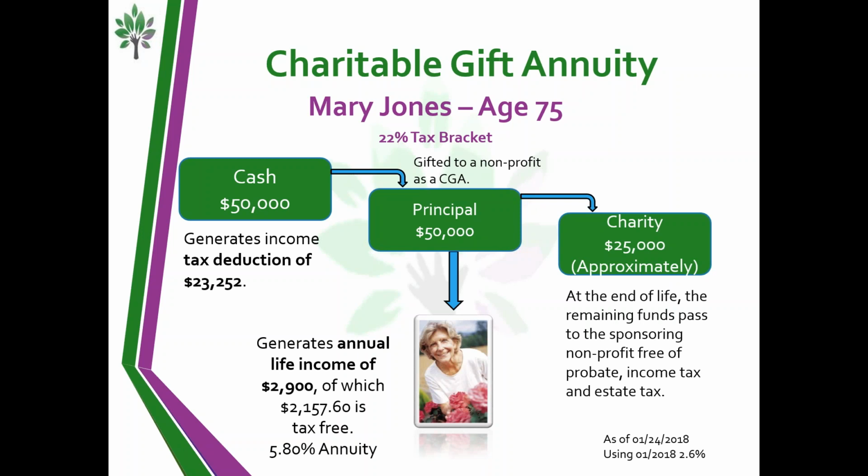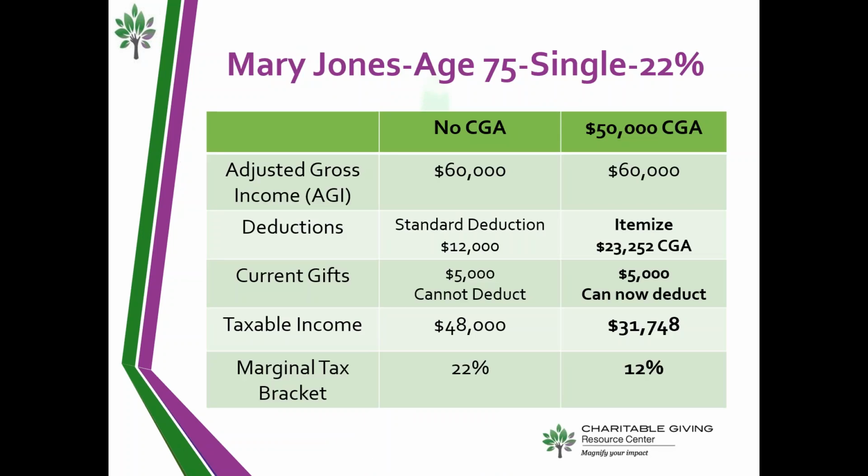So the year in which Mary does her charitable gift annuity, is Mary going to take the standard deduction for a single person of $12,000? I don't think so. She's going to itemize. And so as a result, we have a little chart here that says, okay, Mary's adjusted gross income is $60,000. If she doesn't do the CGA, she can take a standard deduction of $12,000.